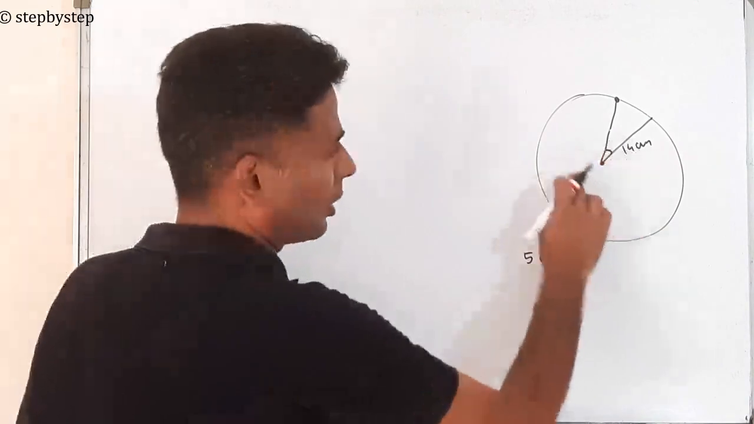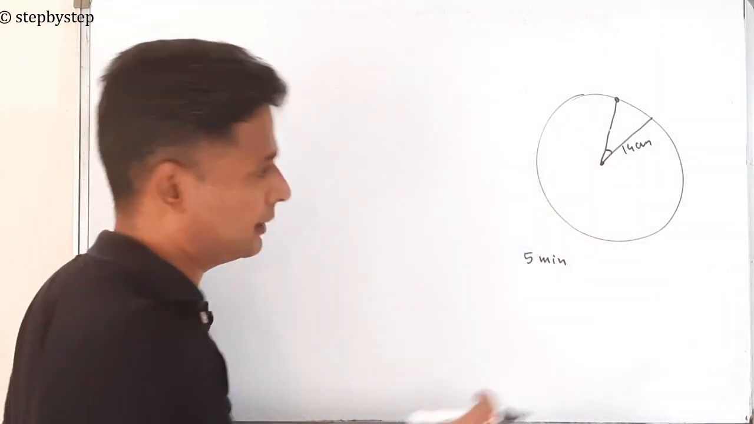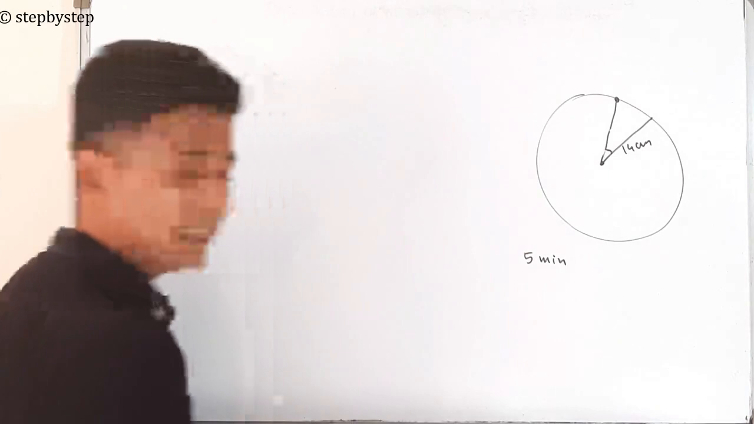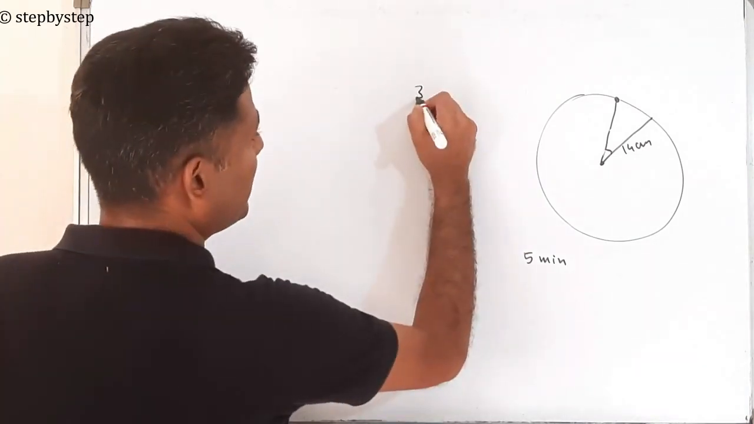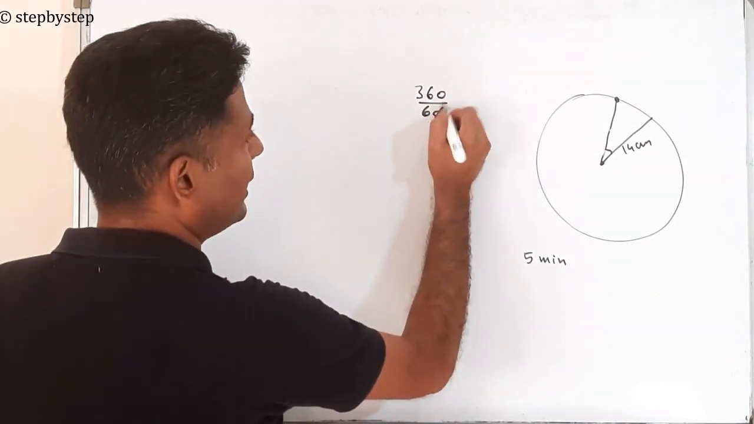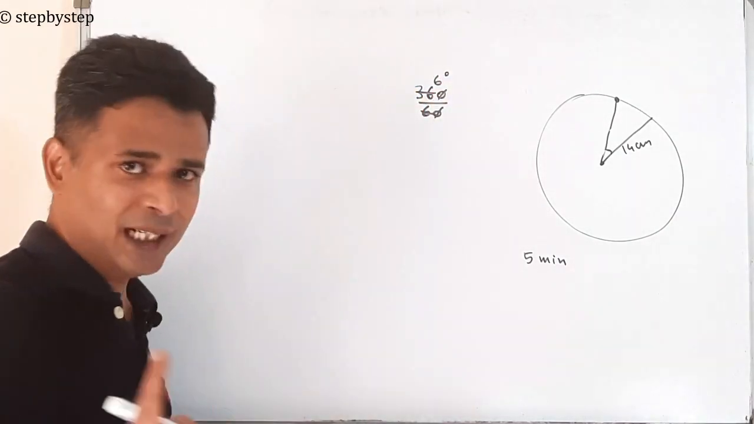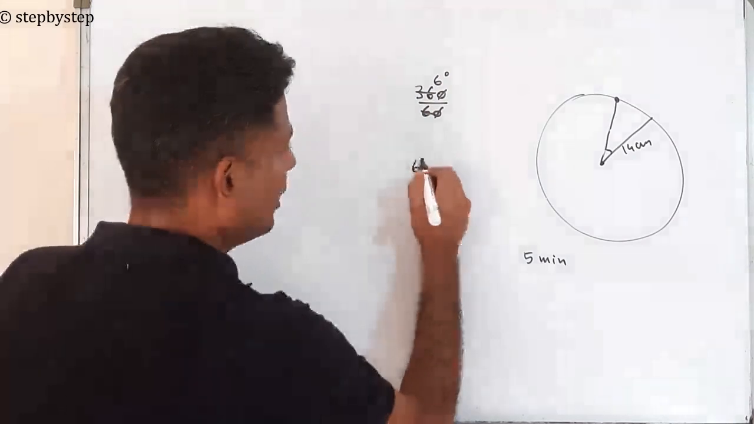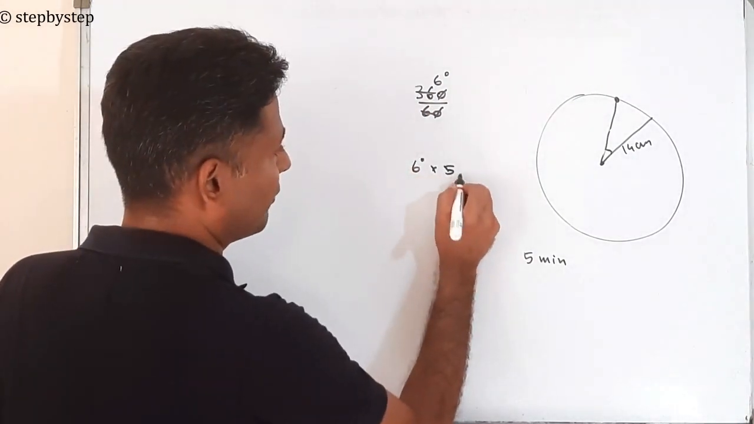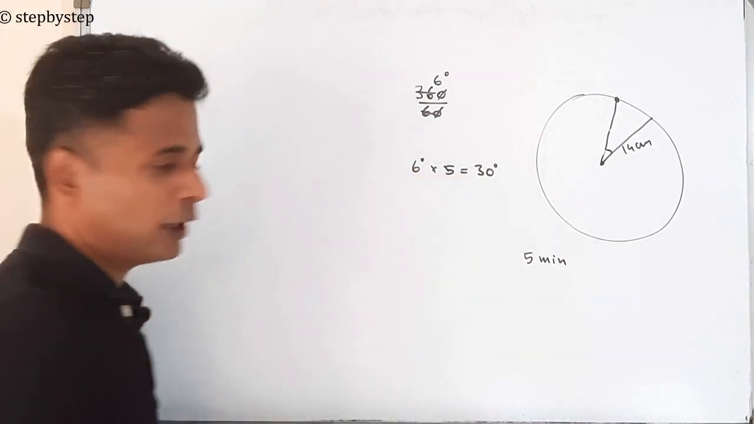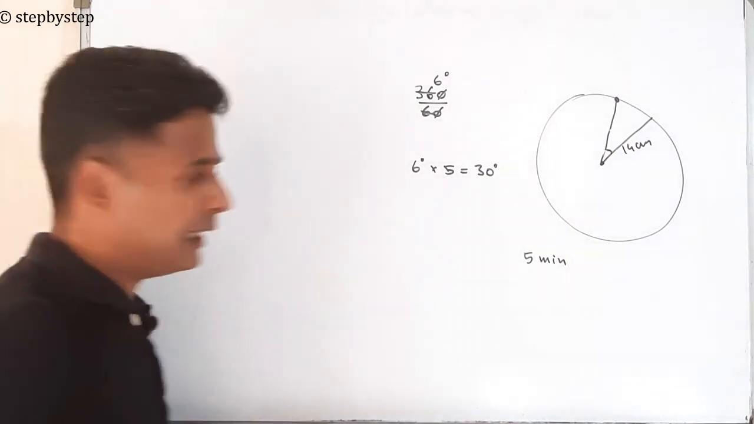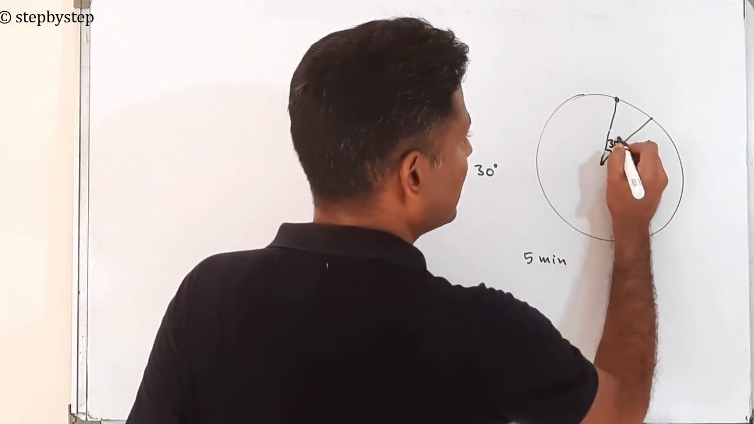Now this entire clock, in how many minutes does it go around? 60 minutes. In 60 minutes it goes 360 degrees. So in each minute how much will it go? 360 by 60, that is 6 degrees. So in 1 minute it travels 6 degrees, right? So in 5 minutes how much? 6 into 5, that is 30 degrees. So in 5 minutes it will travel 30 degrees, which means this angle is 30 degrees.